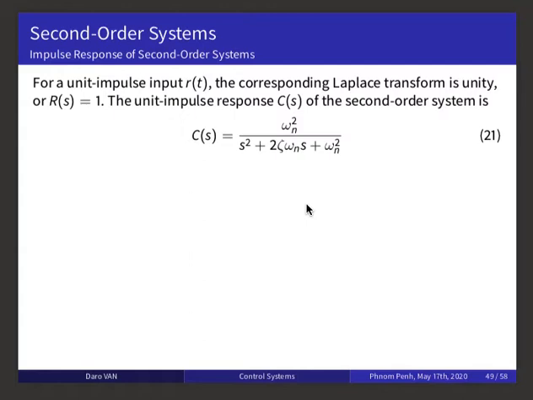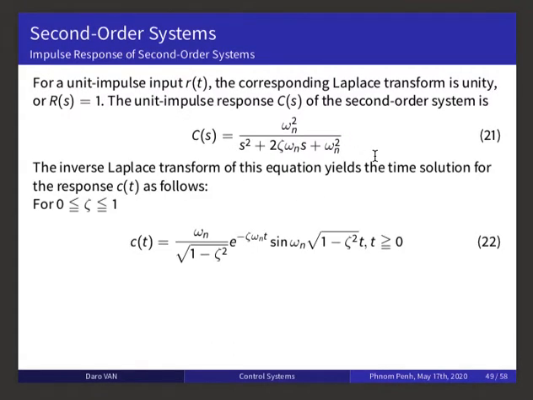Next, consider the impulse input r(t). It's an impulse input, and the corresponding Laplace transform is unity, R(s) equals 1, for the second order system. The unit impulse response C(s) of the second order system is this one. Then take the inverse Laplace transform of this equation, which yields this. For 0 less than or equal to zeta less than 1, you have this one.